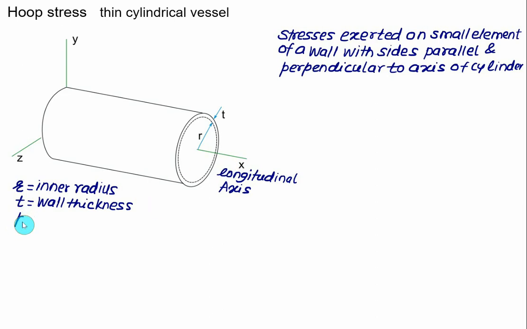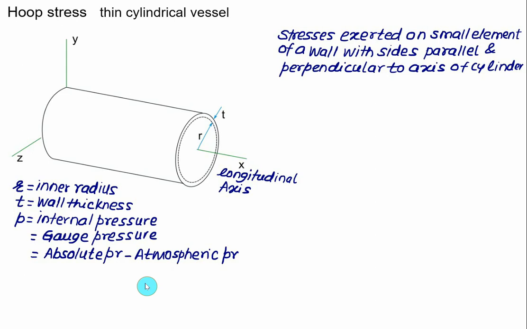Let P represent the internal pressure, which is the gauge pressure. So you have to always consider the gauge pressure while designing, and remember that the gauge pressure is always equal to the absolute pressure minus atmospheric pressure. In the questions they will give the absolute pressure and the atmospheric pressure, then you have to subtract the atmospheric pressure from the absolute pressure. Whatever pressure is left will be our gauge pressure, and the entire design is based on the gauge pressure only.